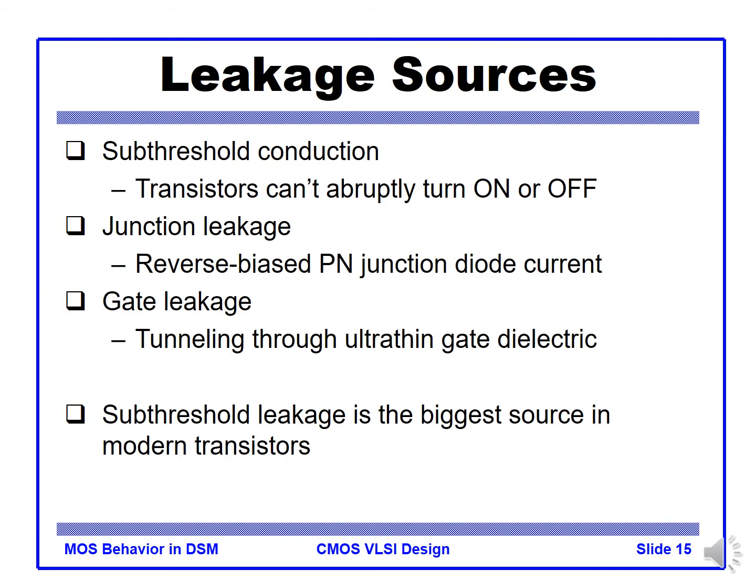We also need to understand what the leakage sources are. We have 4 leakage sources explained in this slide. First is sub-threshold conduction: for VGS less than VTH, there's still current flowing between drain and source, right? So the transistor doesn't turn off abruptly from on to off when VGS goes below VT.